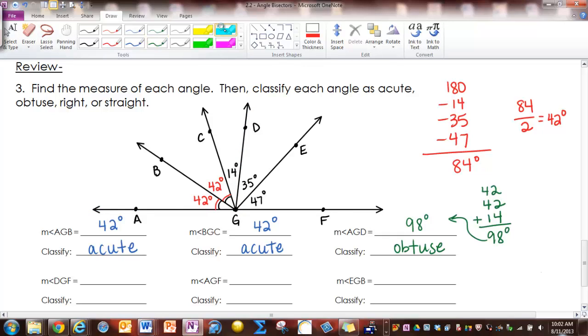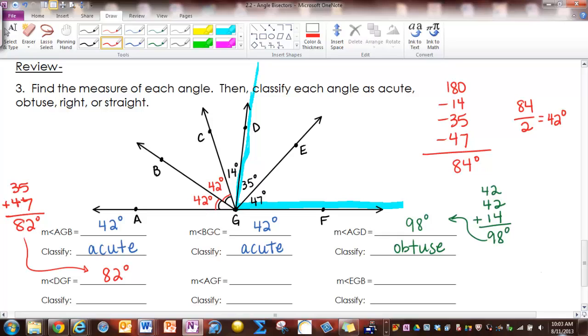The next angle they ask for is the measure of angle DGF. So here is DGF. Angle DGF is going to be, again, two angles added up, which is the 35 plus the 47. So 35 plus 47, and that gives me 82 degrees. And 82 degrees is less than 90. This angle is smaller than a right angle, so I call it acute.